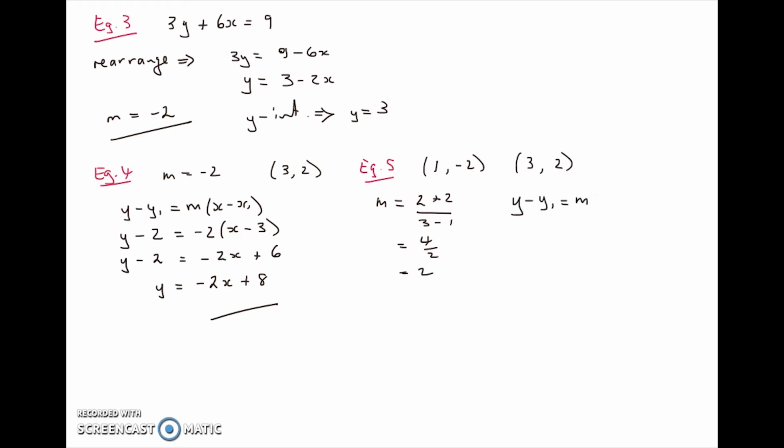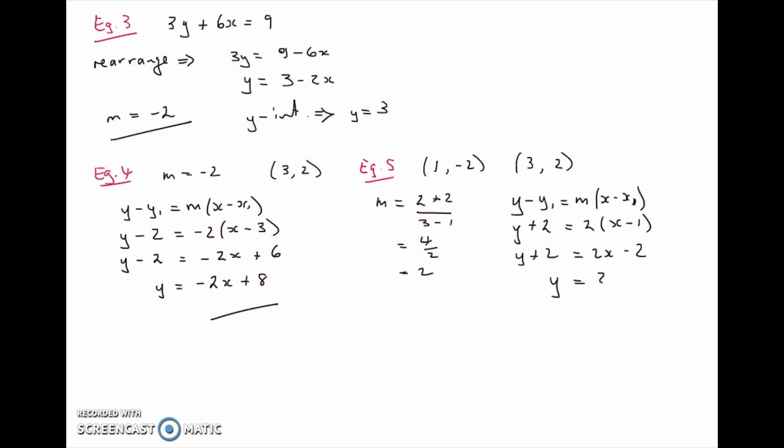Then we use the point gradient formula, y minus y1 equals m outside of x minus x1. And so we substitute our gradient and any one of the points. Doesn't matter which one we use, so we'll just use the first one. And so it becomes y minus negative 2, or y plus 2, and that's equal to 2 outside of x minus 1.